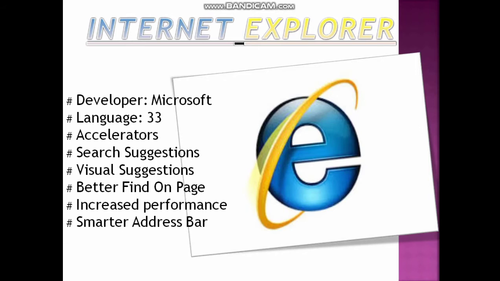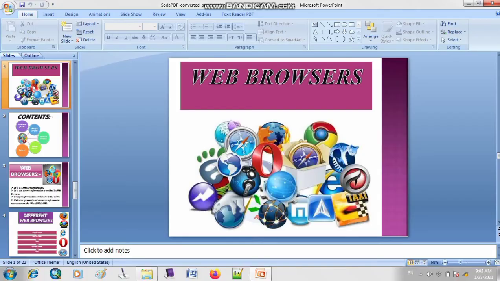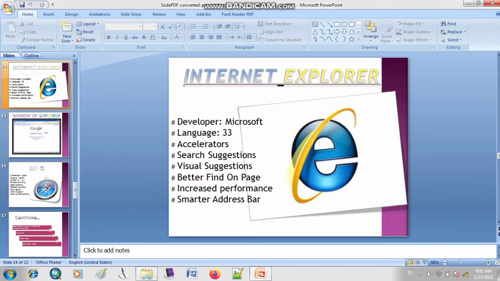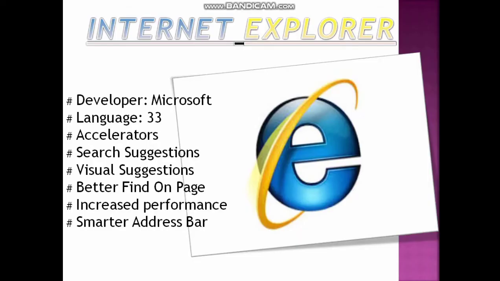After that we have one more web browser, that is Internet Explorer. As you can see, this is the icon of Internet Explorer, and Internet Explorer is by default present in all the Windows, especially Windows 7. This is developed by Microsoft, and it converts your text into 33 languages. Search engine, search suggestions, it provides you search suggestions, better find on page, increased performance, smarter address bar.